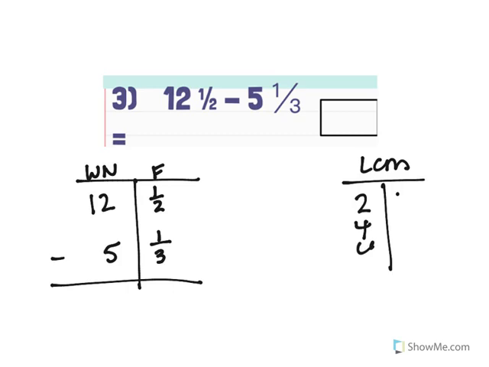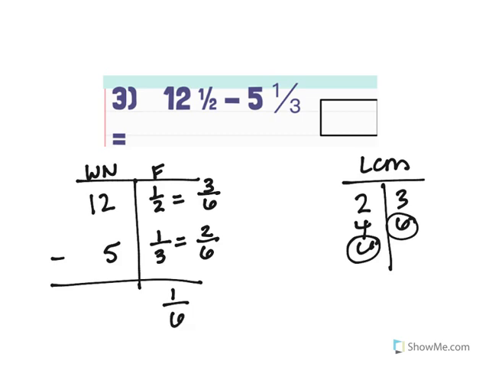2, 4, 6, and 3, 6. We can see the LCM is 6. So 1/2 becomes 3/6, and 1/3 becomes 2/6. I have enough up top to be able to subtract 2/6. If I didn't, I would have to decompose a whole and add it to the top value. 3/6 minus 2/6 is 1/6, and 12 minus 5 is 7. So my difference is 7 and 1/6.